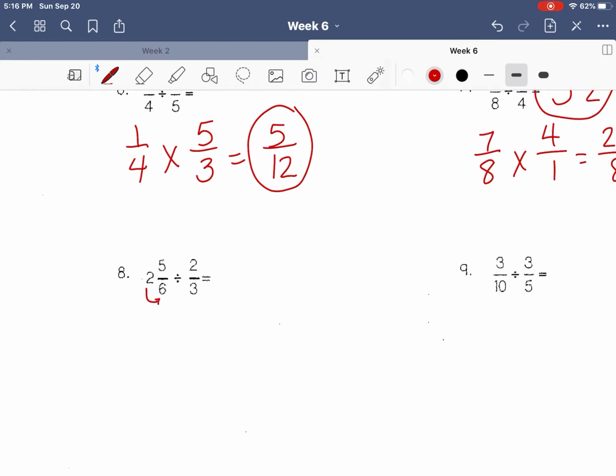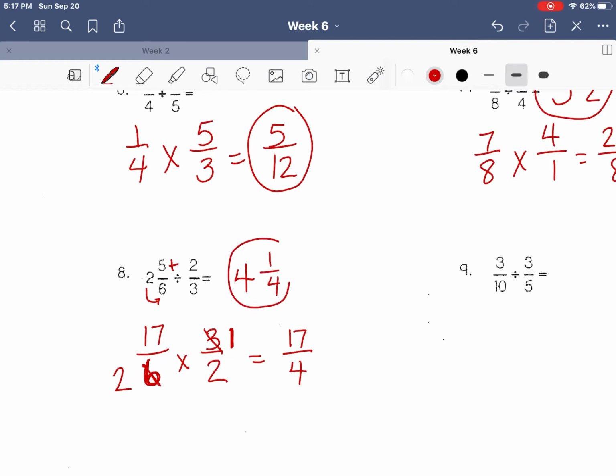One more example, or 2 more examples. 2 times 6 is 12, plus 5 is 17 over 6. Keep, change, flip. Now it's 17 over 6 times 3 over 2. I'm going to simplify this down because I know that 3 divided by 3 is 1, and 6 divided by 3 is 2. Now I just have to multiply 17 times 1 and 2 times 2. That can simplify because 4 will go into 17 4 times. 17 minus 16 is 1. 4 and 1/4.